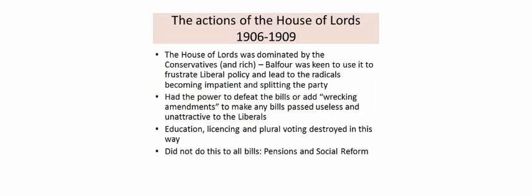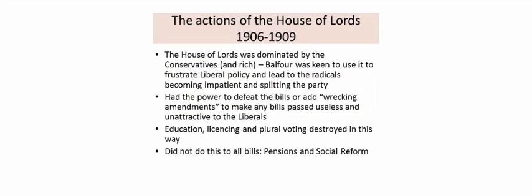So, we're going to be looking at the constitutional crisis and the People's Budget of 1909. This is in and of itself a potential question, and the questions tend to focus on why did it happen, or why did Lloyd George and the Liberals win.